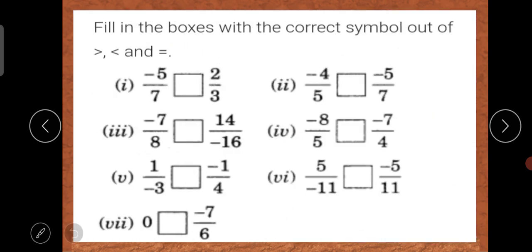Next question, see. Fill in the blanks with the correct symbol of greater than, smaller than or equal to sign. Okay. So here 8 questions are given. So let's see how to solve these questions. In every question we can see that the denominators are different. Okay. First question: minus 5 upon 7 and 2 upon 3. Denominators are different. So the same method we will use which we used in question number 6, cross multiplying. So let's see how to do it.